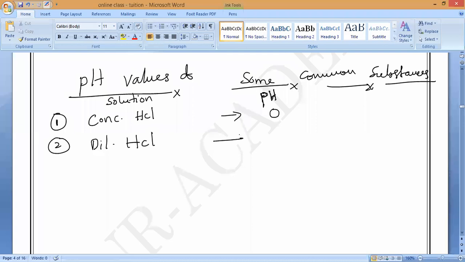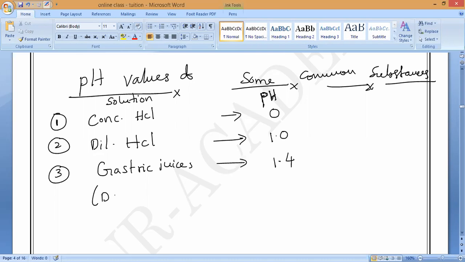Next, dilute hydrochloric acid, dil. HCl. What is the pH value? 1. Understand? Next, gastric juices. Our stomach will form gastric juices. So we want to know their pH now. Gastric juices are very, very important. The pH value is 1.5, 1.4. That is why we get that much stomach pain. Gastric juices means digestive juices in the stomach. Is it okay, all of you?